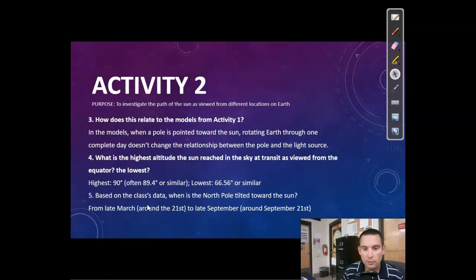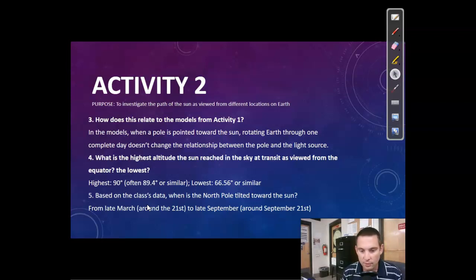How does this relate to the models from Activity 1? In the models, when a pole is pointed towards the sun, Earth rotating through one complete day doesn't change the relationship between the pole and the light source. Number 4. What is the highest altitude the sun reached in the sky at transit as viewed from the equator, the lowest? The highest it's going to get is 90 degrees. The lowest it's going to get is 66.56.